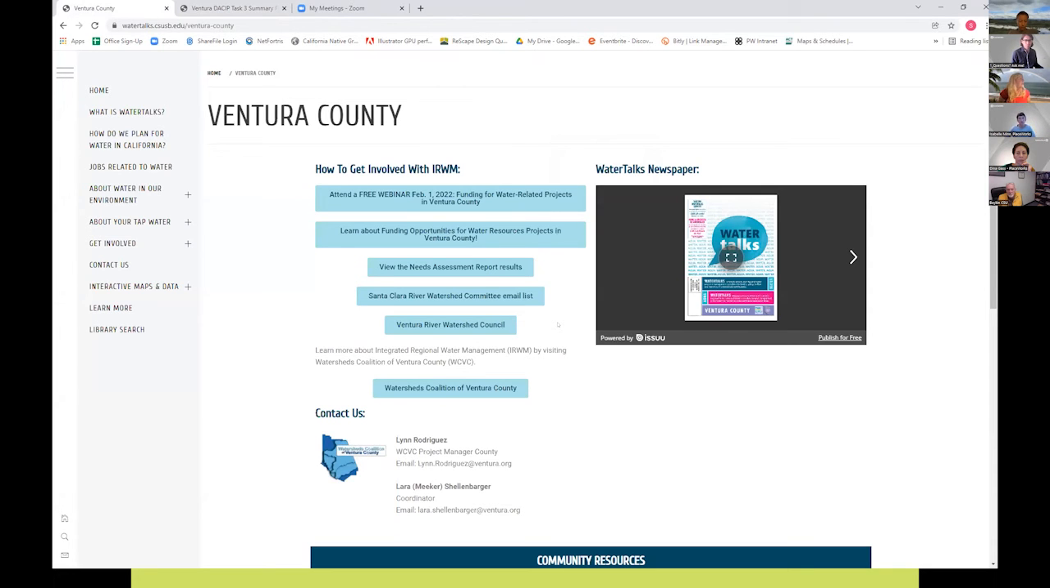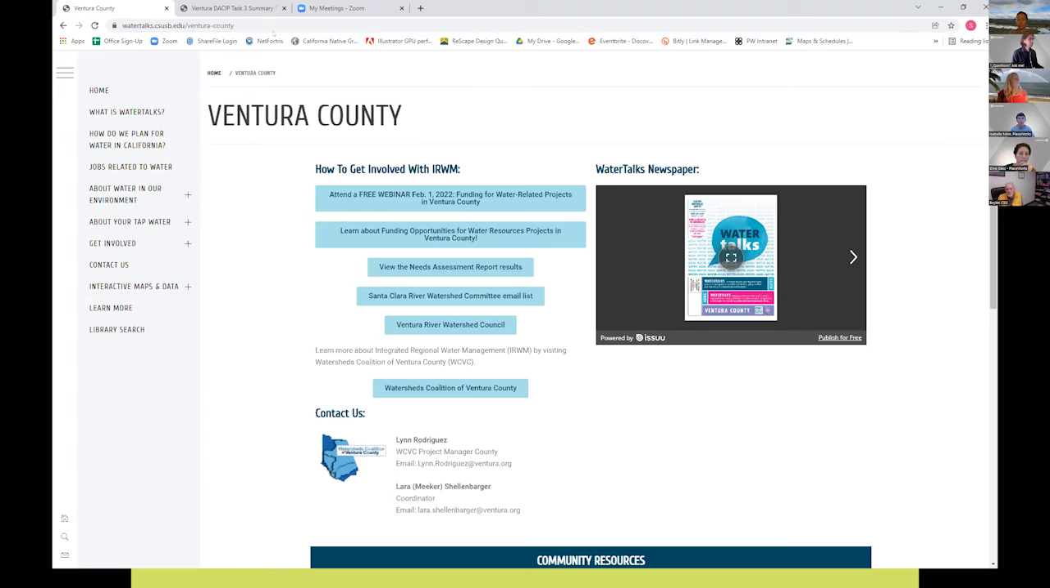You can see how to get on the watersheds, ways that you can contact us. And if you want to be on the mailing list, the email lists for any or all of the groups listed here: the group that Laura manages, the Santa Clara River Watershed Committee, the Ventura River Watershed Council, and then the Watersheds Coalition of Ventura County.